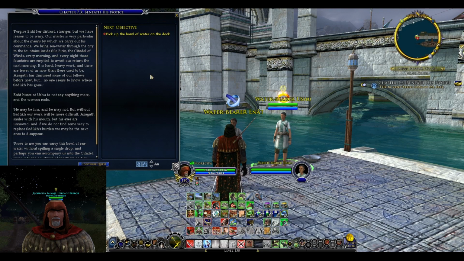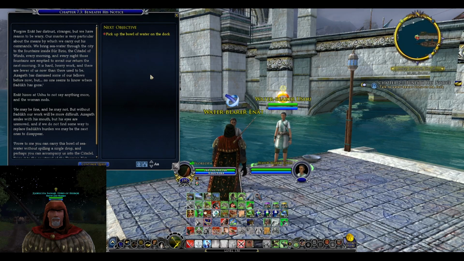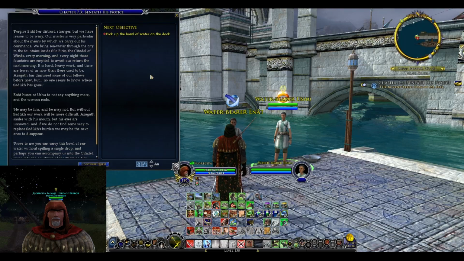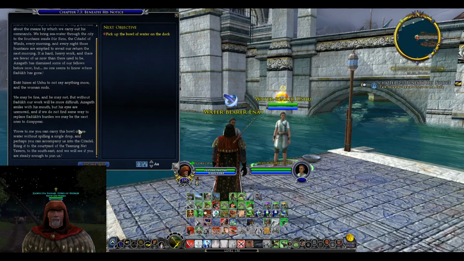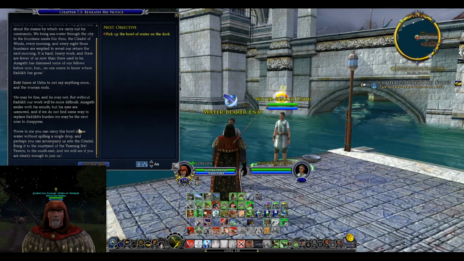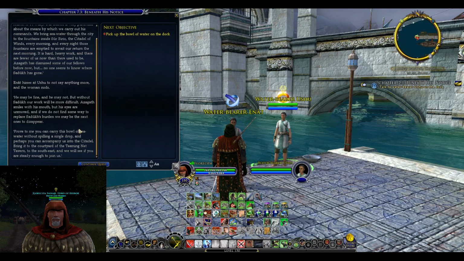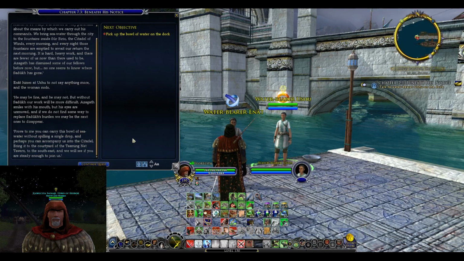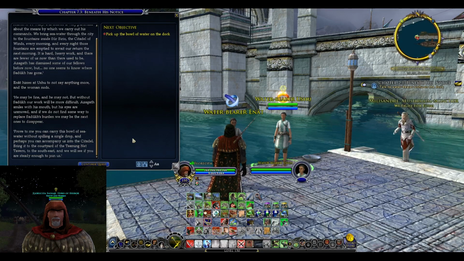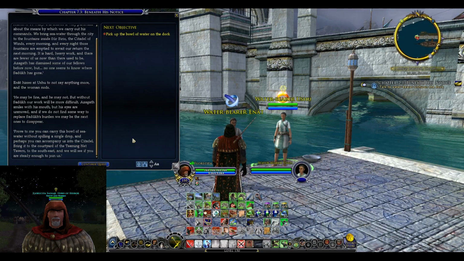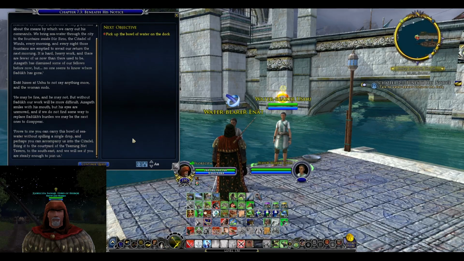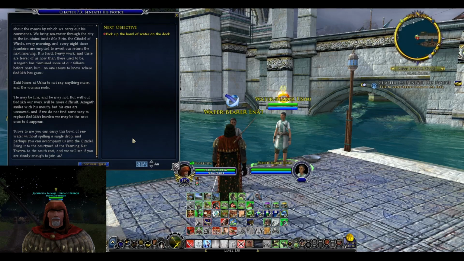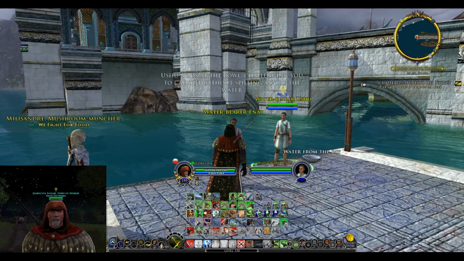Anat hisses at Usha to not say anything more, and the woman nods. He may be fine, and he may not. But without Saduk, our work will be more difficult. Azagath smiles with his mouth, but his eyes are unmoved. And if we do not find some way to replace Saduk's burden, we may be the next ones to disappear. Prove to me you could carry this bowl of seawater without spilling a single drop, and perhaps you can accompany us into the Citadel. Bring it to the courtyard of the Teeming Net Tavern to the southeast, and we will see if you are steady enough to join us. Okay.